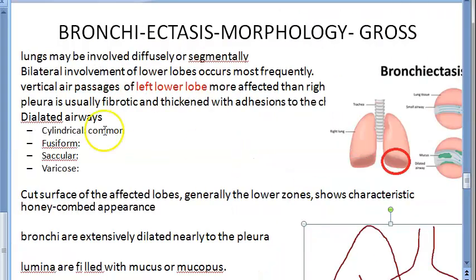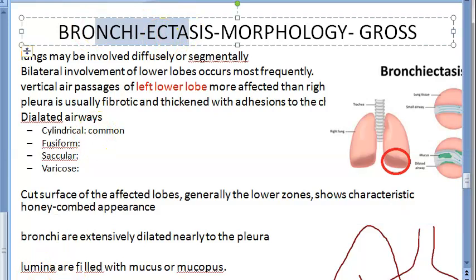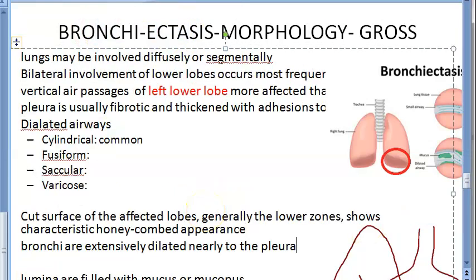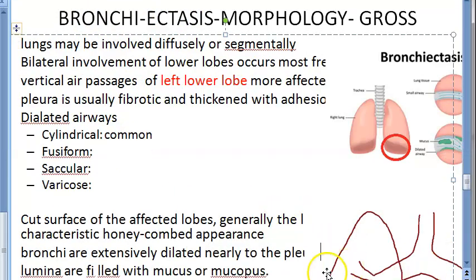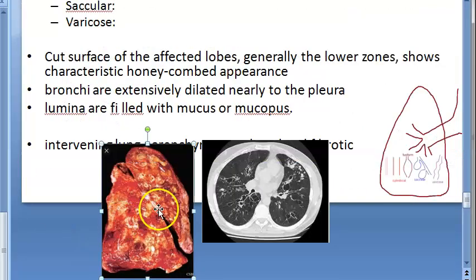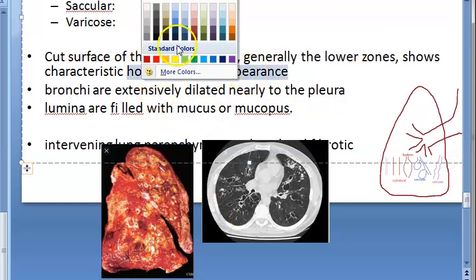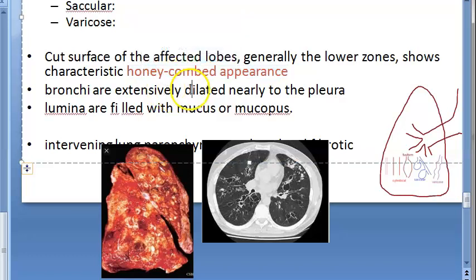So we are looking at the gross morphology of bronchiectasis. Now let us move on to the cut surface and see what happens there. In the cut surface, you will see that the lower lobes are usually affected. There is honeycomb appearance. What you are seeing here is the lung. Can you see all these dilated bronchi? They give a honeycomb appearance. Bronchi, bronchioles, they are dilated towards the periphery, near the pleura, okay?